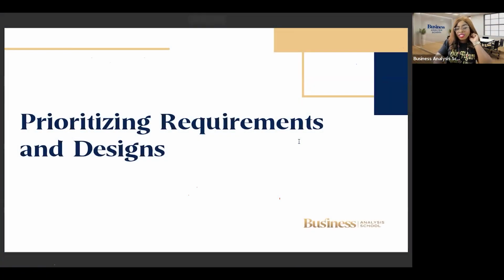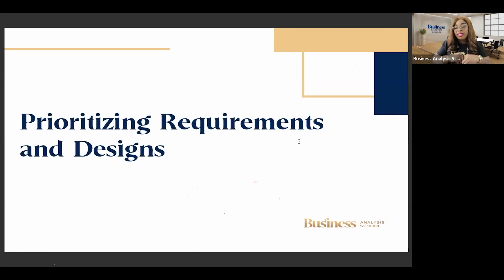Now let's talk about prioritizing requirements and design. So we get requirements from all of our different stakeholders. In fact, we even get requirements from the government. We get requirements from regulatory policies, right? However, we have to prioritize these requirements. We can't just take in everything that we're given. We need to be able to ask the right questions. And so we're going to look at how we prioritize our requirements.